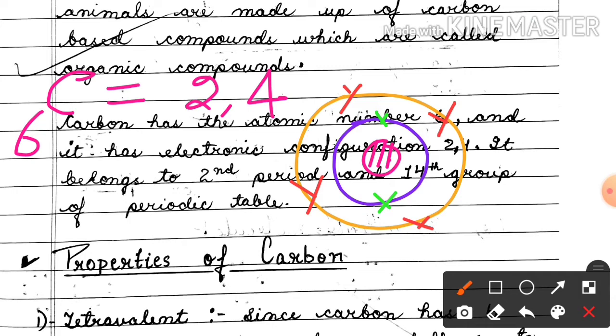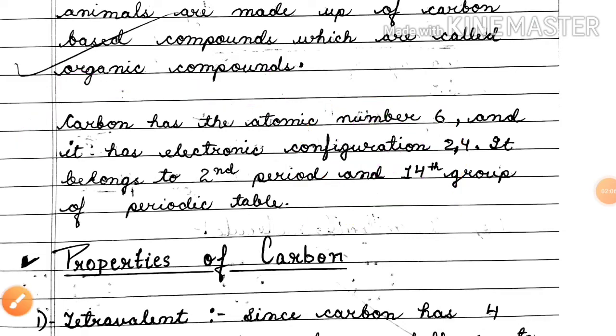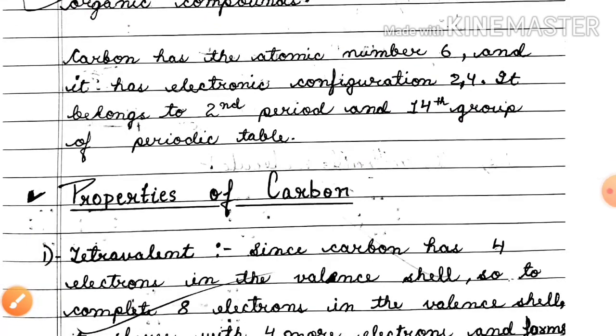So it has 4 electrons in the outermost shell, and that is why we can say it has 4 valence electrons. So it is written like that: carbon has the atomic number 6 and it has the electronic configuration 2 and 4. It belongs to the second period and 14 group of the periodic table. Now I am going to show you the position of carbon in the periodic table.